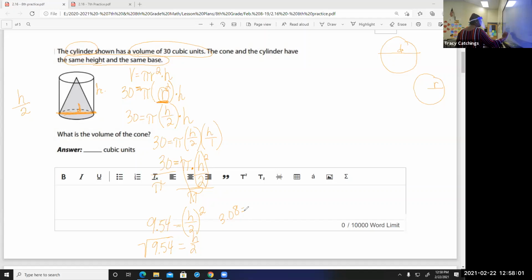All right, 3.08 is equal to the height divided by 2. So now how can I get that height by itself?